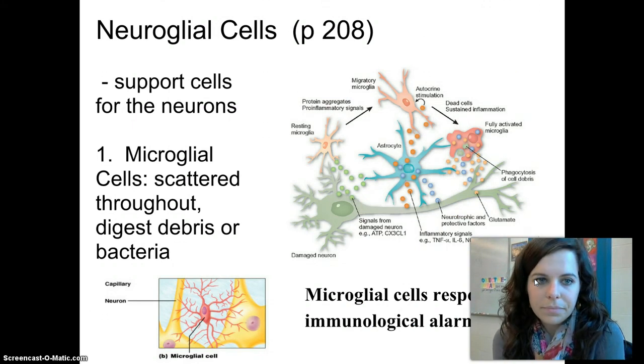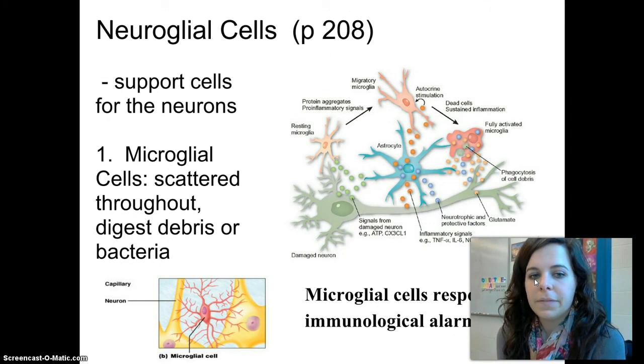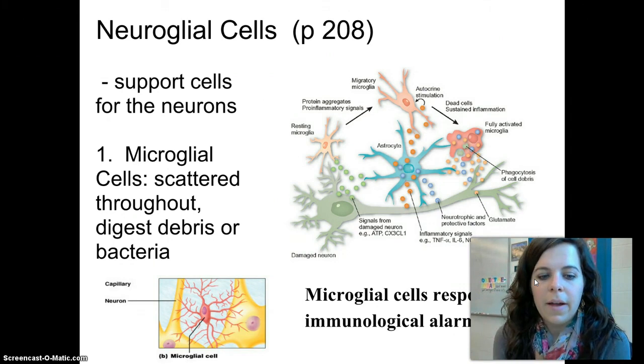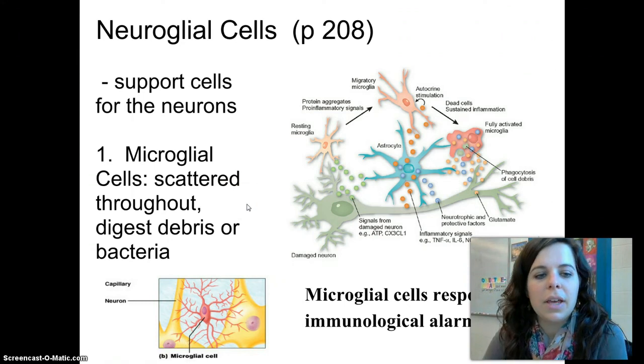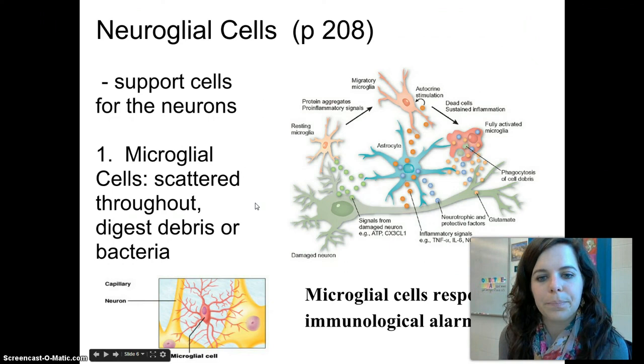The neuroglial cells, ignore the page numbers, this is from a separate book. The neuroglial cells are support cells for the neurons, so they are helper cells, and there are different types of them. The first type is microglial cells, the little yellow flowers that were on your coloring page. They are scattered throughout the nervous system, and what they do is digest debris or bacteria. So they are kind of part of the immune system as well.